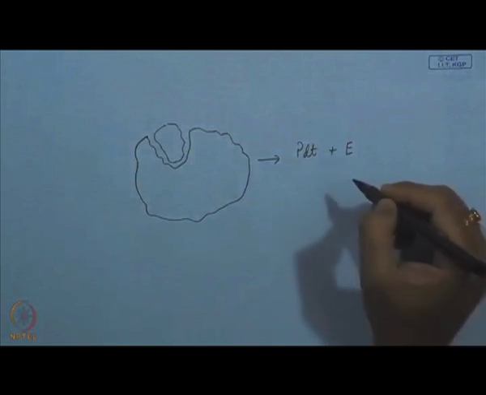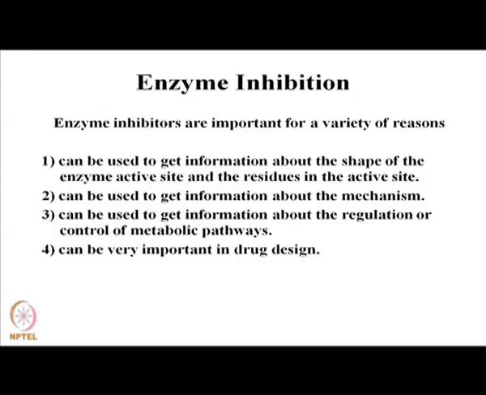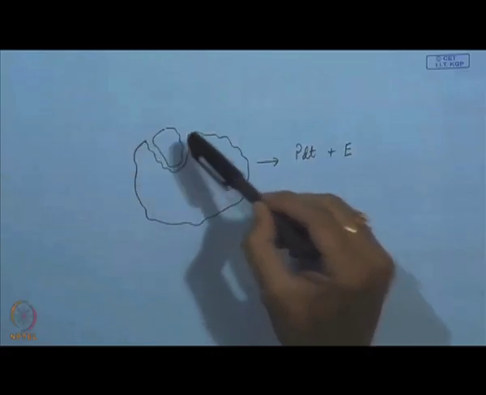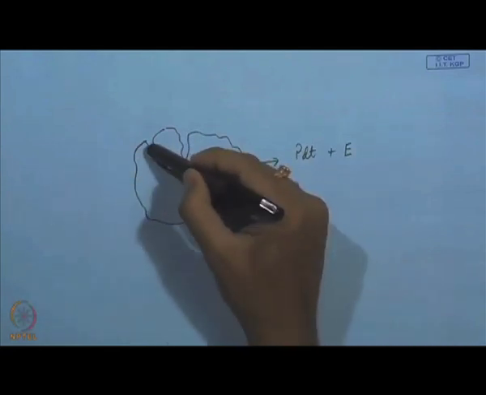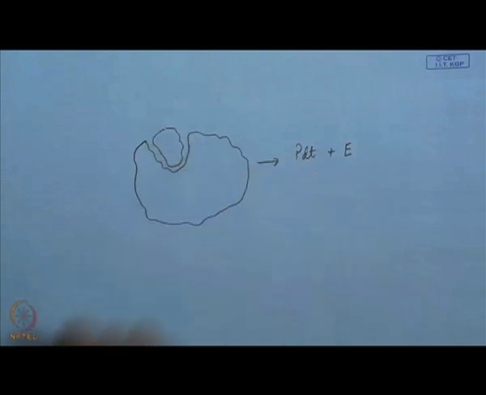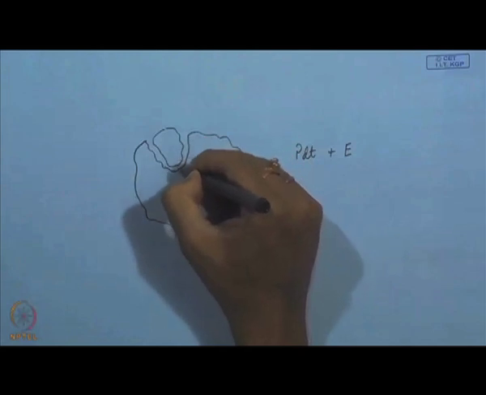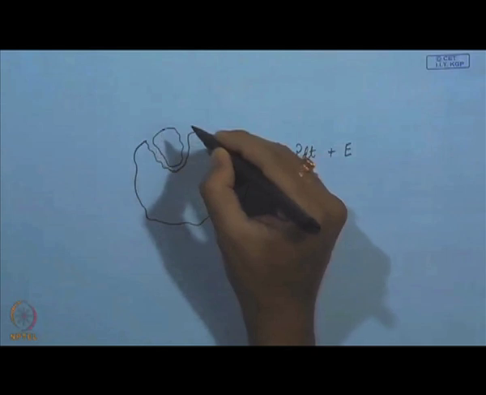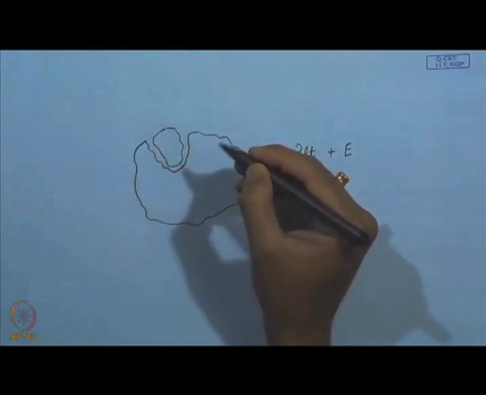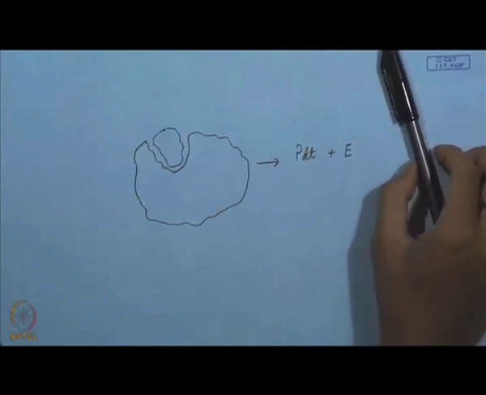So, inhibitors are used to find information about the shape of the enzyme active site, say this site maybe, and the residues in the active site. So, there are residues in these active sites. Maybe in this region, this is the active site. So, which residues are there and which residues are important compared to the other, that we can get information about.